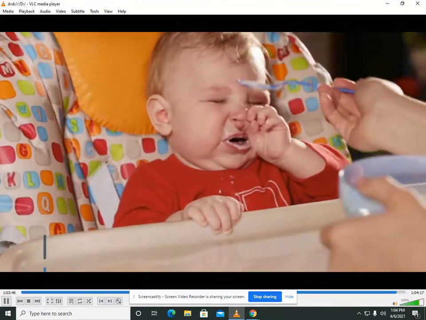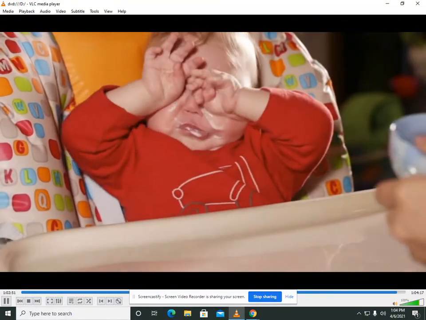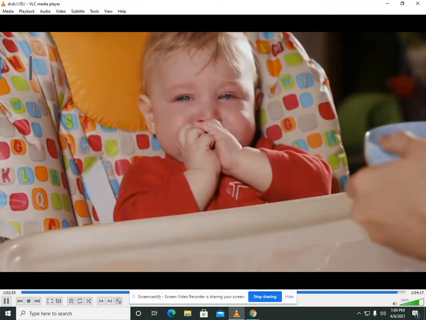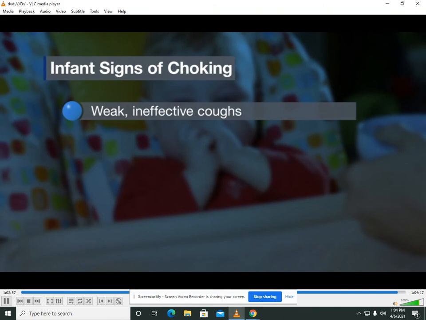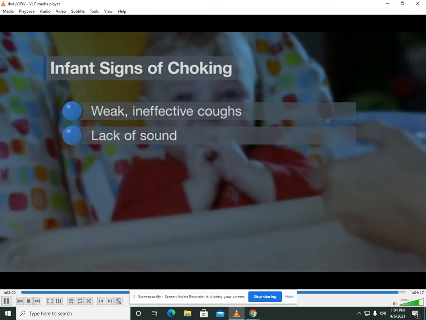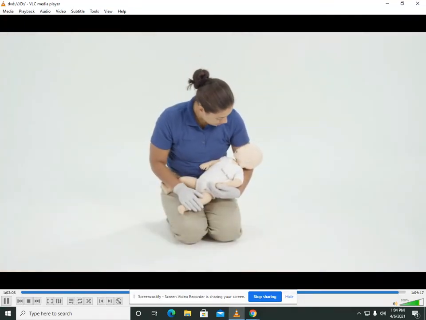Since infants do not speak, it may be more difficult to recognize choking. The sudden onset differentiates this from other breathing emergencies. Signs include weak, ineffective coughs and the lack of sound, even when an infant is clearly attempting to breathe. If you suspect an infant is choking, act quickly.